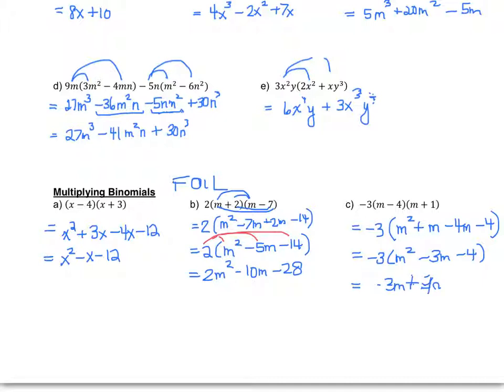Plus 9m. Let me try that again. Why is that not reading? There we go, plus 9m plus 12.